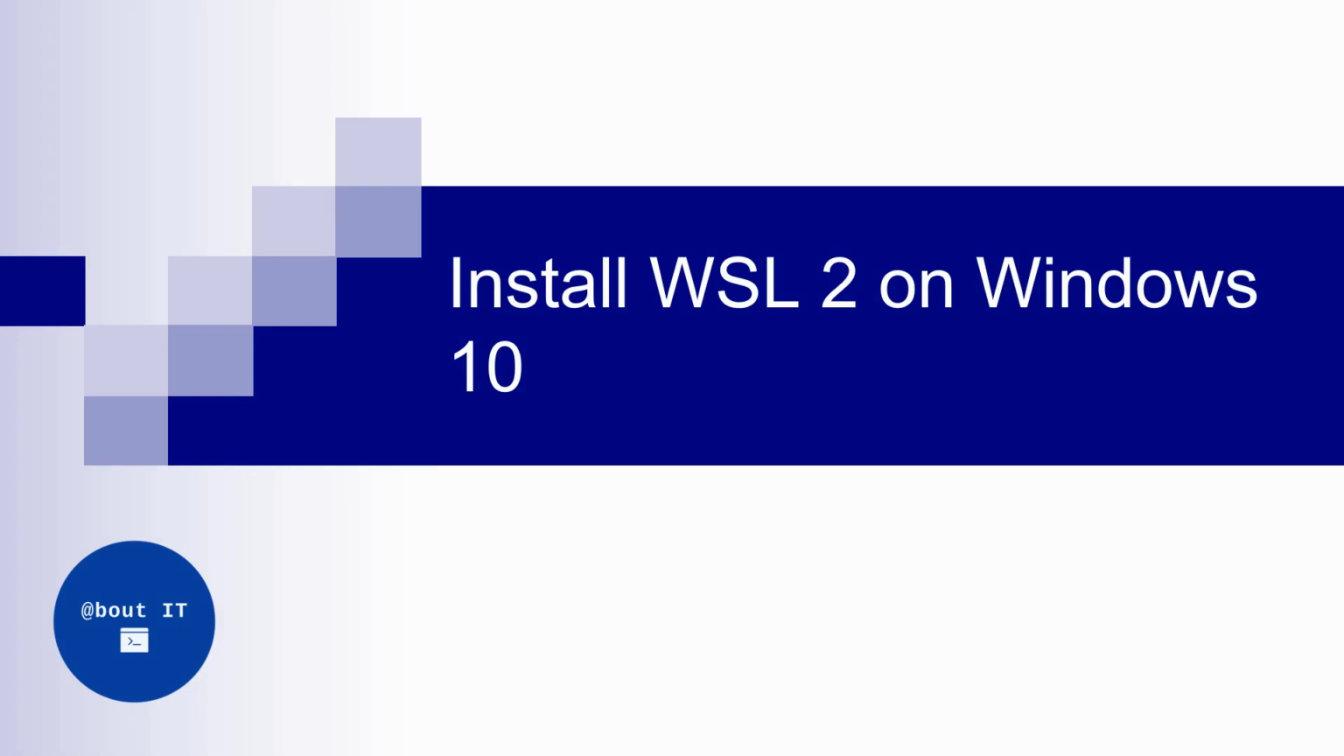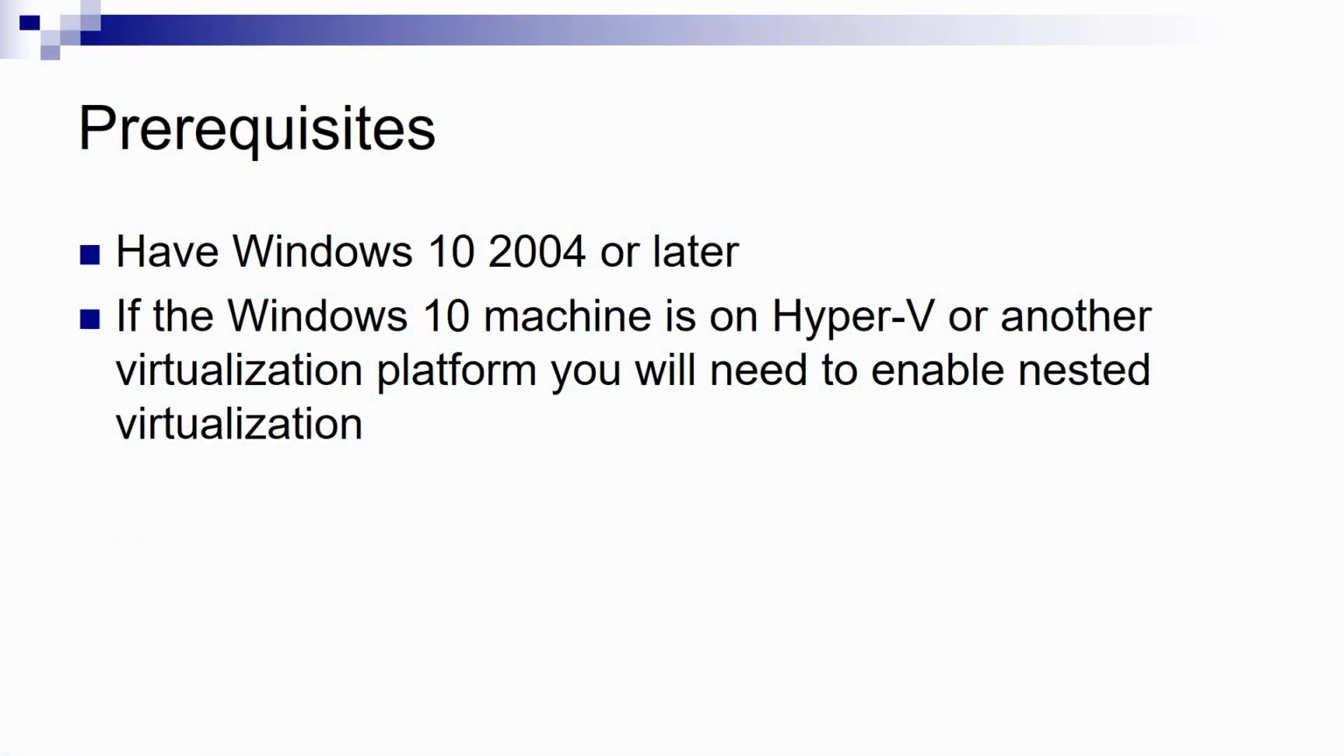Hello everyone, in this video we are going to see how to install and configure Windows Subsystem for Linux version 2 on Windows 10. Before we begin, I just want to mention that you need Windows 10 at least version 2004, because WSL2 is officially supported with this version and some older insider preview versions.